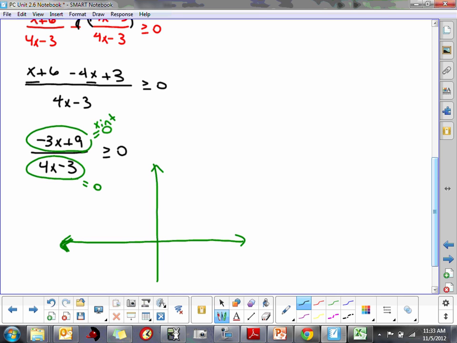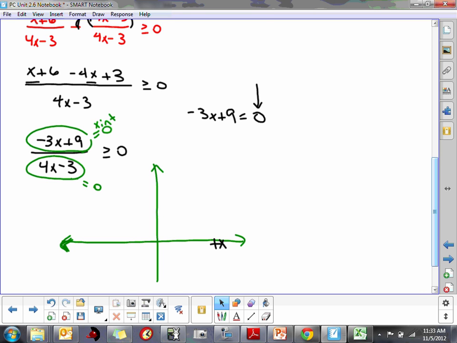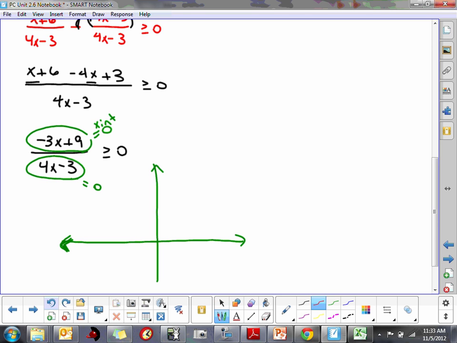So first I'm going to take the numerator, negative 3x plus 9, and set it equal to 0. By setting it equal to 0, I'm forcing the y value to equal 0, so we're guaranteed to get some location on the x-axis. To solve that, it's pretty simple. Negative 3x equals negative 9, which means when x is equal to a positive 3, your output will be a 0, so we know it will cross the x-axis at 3.